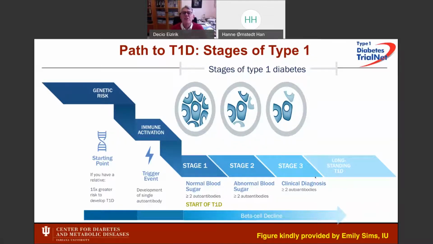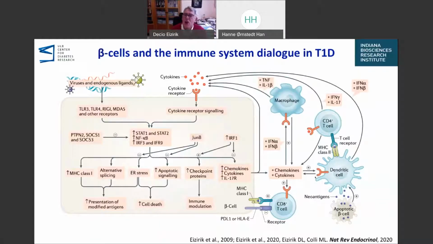So since this is an autoimmune disease, most of the focus in the field has been on the immune system. And we and other colleagues have been proposing a slightly different view, that this is not a disease only of the immune system, but a disease of a misguided dialogue between the immune system and the pancreatic beta cells. What triggers this misguided dialogue remains to be clarified.